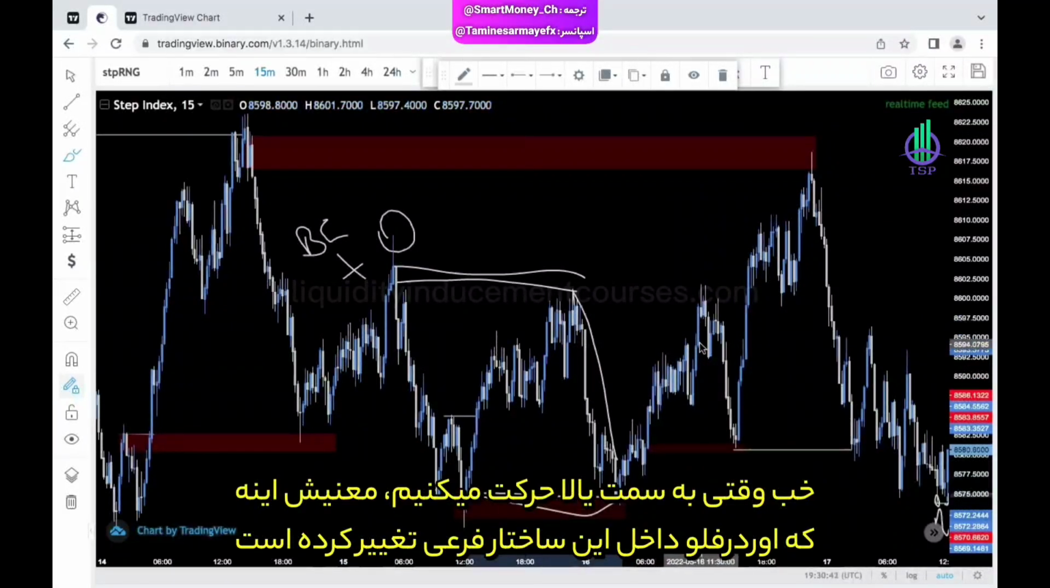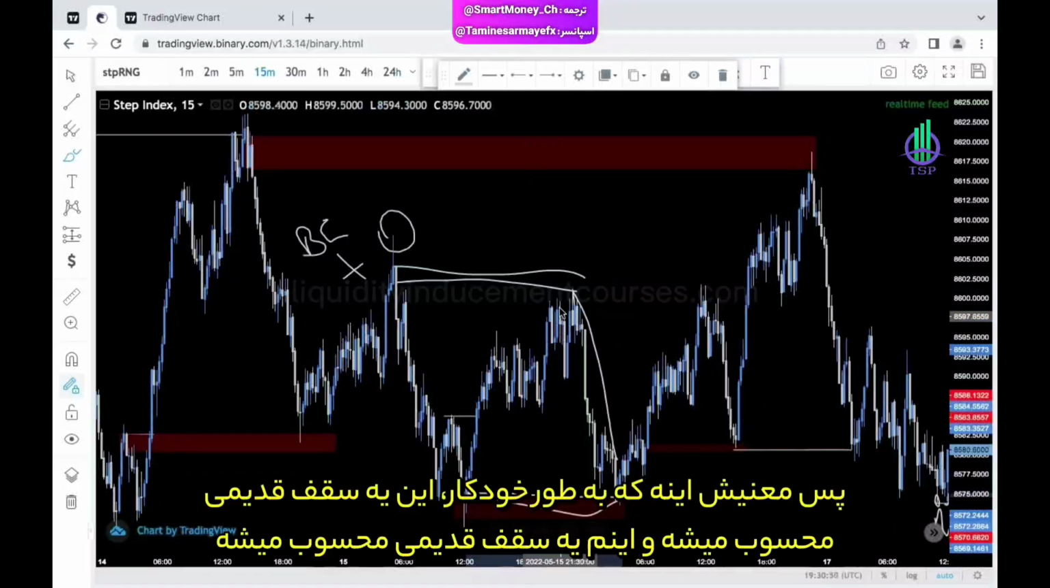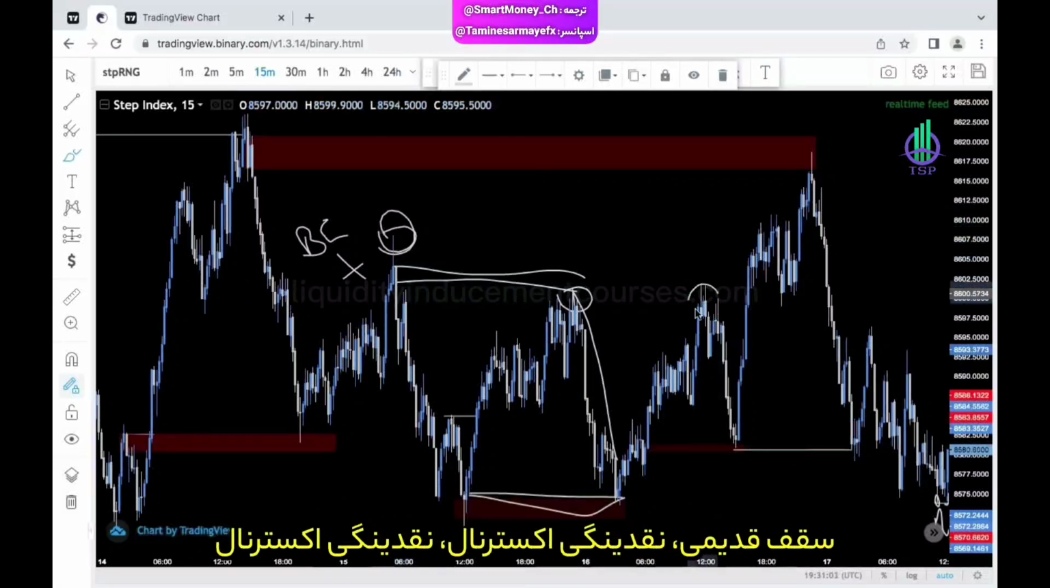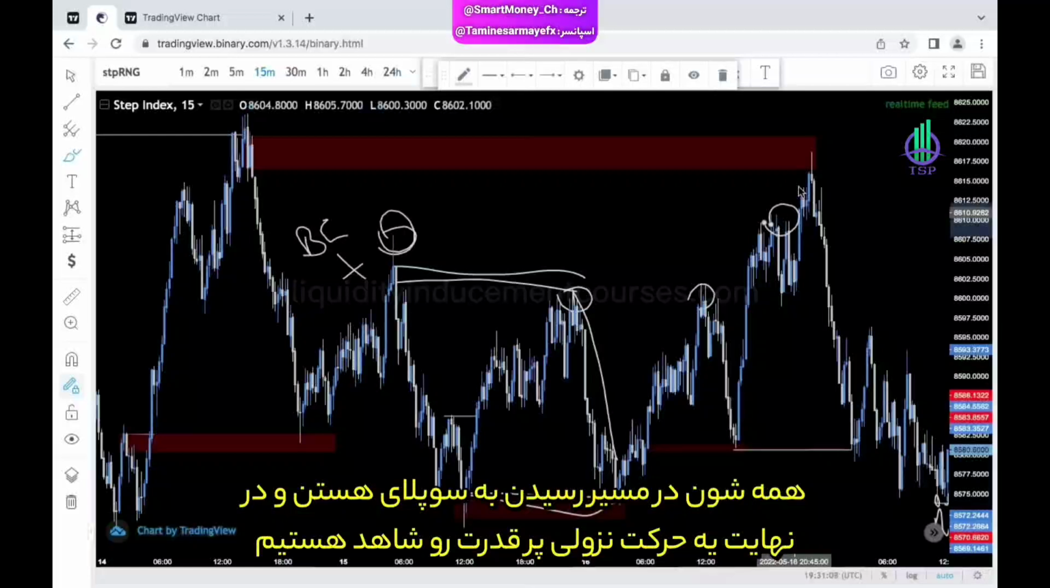Now as we begin to move to the upside, it means the order flow inside of this substructure has changed and it is bullish. So it means that automatically this becomes old high, this becomes old high. Everything we are targeting here becomes liquidity that looks very attractive to price, and price had to take all of them out. Old high, external liquidity, all the way to this point where we had our block of supply, and then we sold aggressively to the downside.